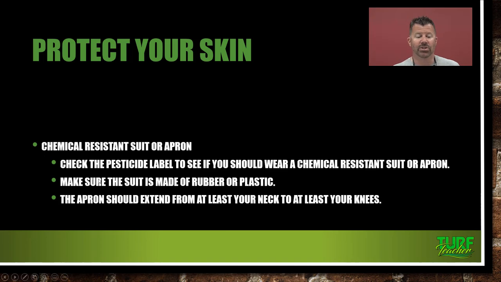The chemical resistant suit or apron: check the pesticide label to see if you should wear a chemical resistant suit or apron, especially when mixing and loading. Make sure that the suit is made of rubber or plastic. And the apron should extend from at least your neck to at least past your knees. That is some serious stuff when you're mixing the concentrate formulas at the mix and load site.